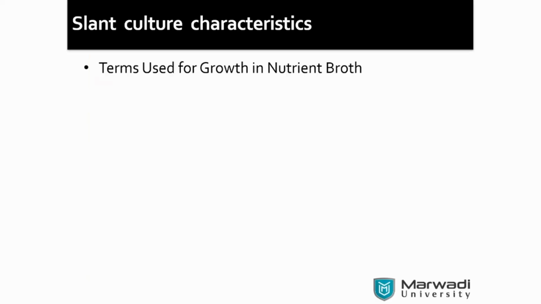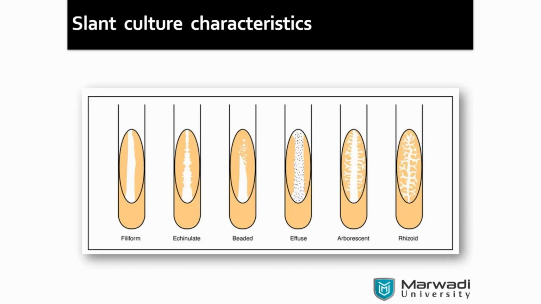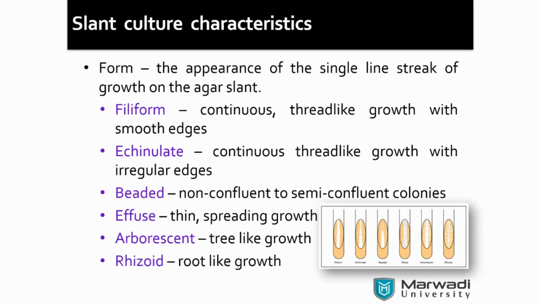Basic microbiology. Okay, so this one is a slant. Some basic characteristics are being shown: filiform, echinulate, beaded, effuse, arborescent, rhizoid. So what are these? It is nothing but different characteristics being observed, like a rhizoid-like structure. Sometimes irregular different patterns are shown. These are characteristics of certain bacteria. E. coli, Pseudomonas, Salmonella, different organisms show their different characteristics.